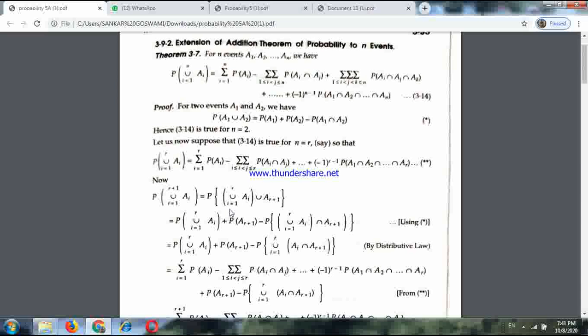Now you see, if I take this quantity, union i from 1 to r of A_i, as A1 and this as A2, I apply this theorem for two events. So what can I write? P of this plus P of this minus P of this intersection this. Now P of union i from 1 to r of A_i, I keep it as this, plus P of A_(r+1) minus, and you see, this is again the distributive law of set theory.